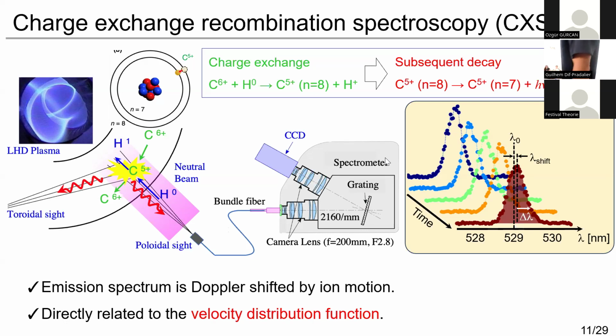However, inside the volume of the neutral beam injection, the carbon ions can get an electron by the charge exchange recombination reaction. Then the subsequent decay gives us a line emission. And line emission is affected by the ion motion, giving us information on the velocity distribution function. So the plot on the right is an example of the obtained spectrum, which can be used as a proxy of the velocity distribution function.